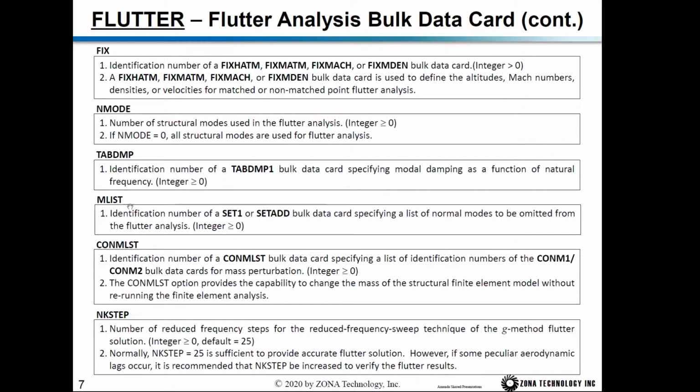And this entry refers to a SET1 or SETADD card to list out the indices of modes, and those modes will be removed from the Flutter analysis. And this entry refers to a command list card, and the command list card further refers to a command 1 or command 2 card for mass perturbation. And the NKSTEP default is 25. It's the number of reduced frequency steps for the reduced frequency sweep technique of the G method and the PK method.